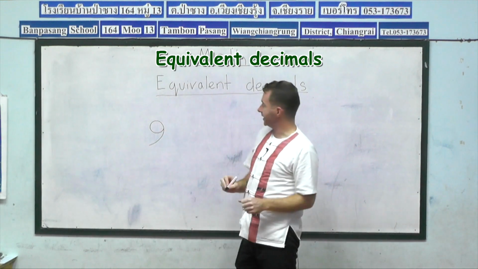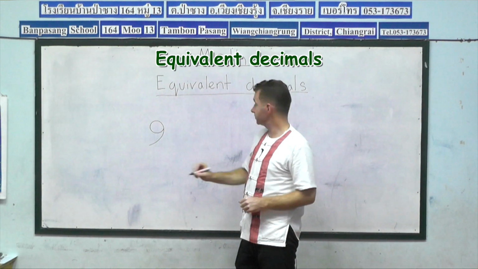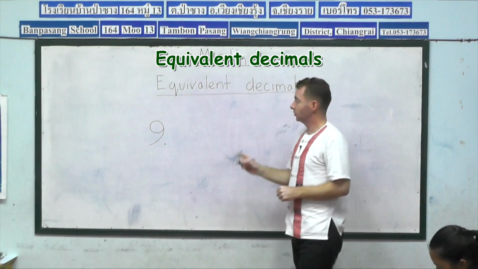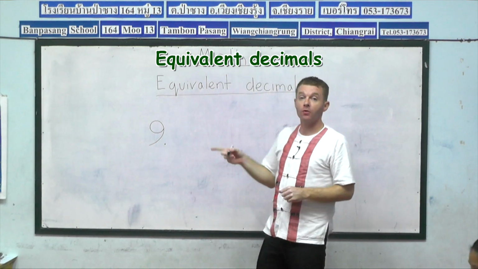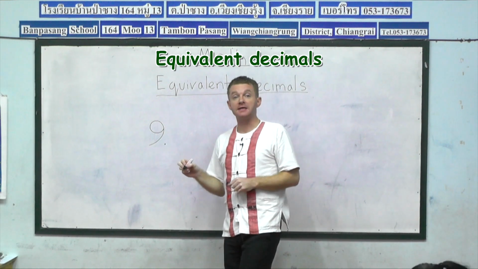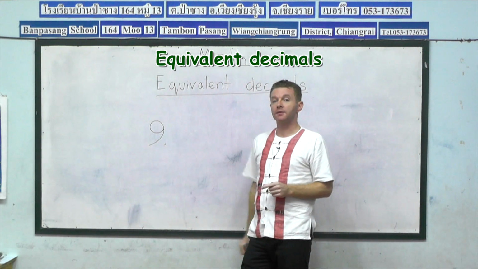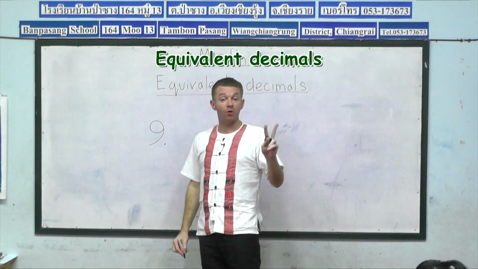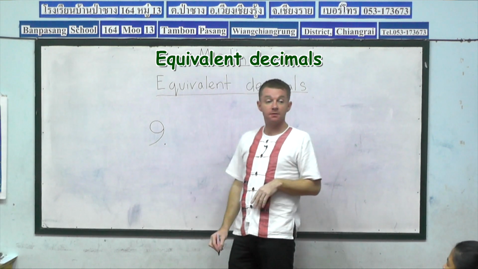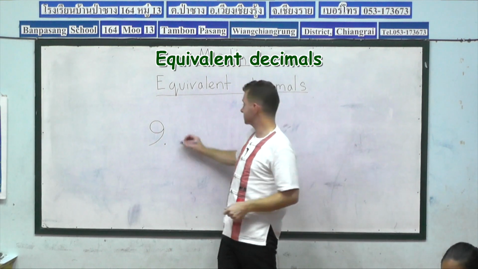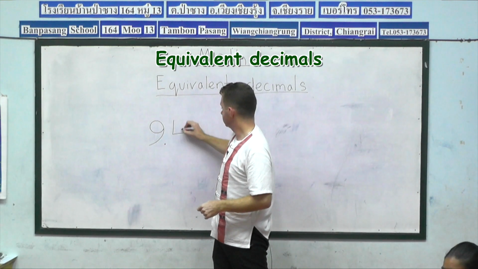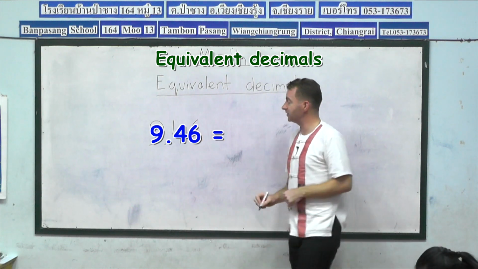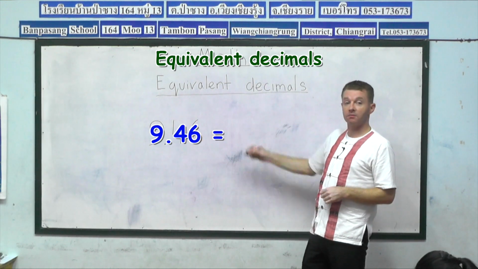So we've got 9. Now remember, next comes the decimal place. Any number that is to the left of the decimal place is always a whole number. The 9 is a whole number. But next I need 2 decimal numbers. 4 and 6. Okay. So our 2-digit decimal place number, guys, 9.46.